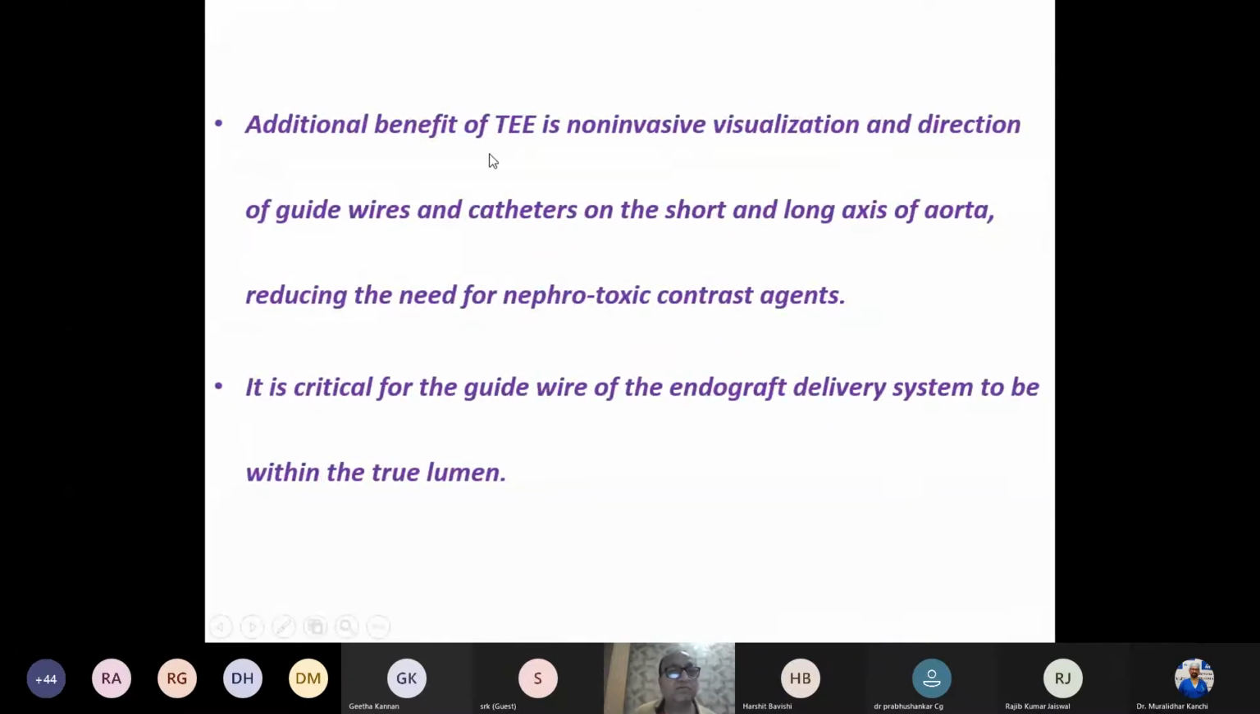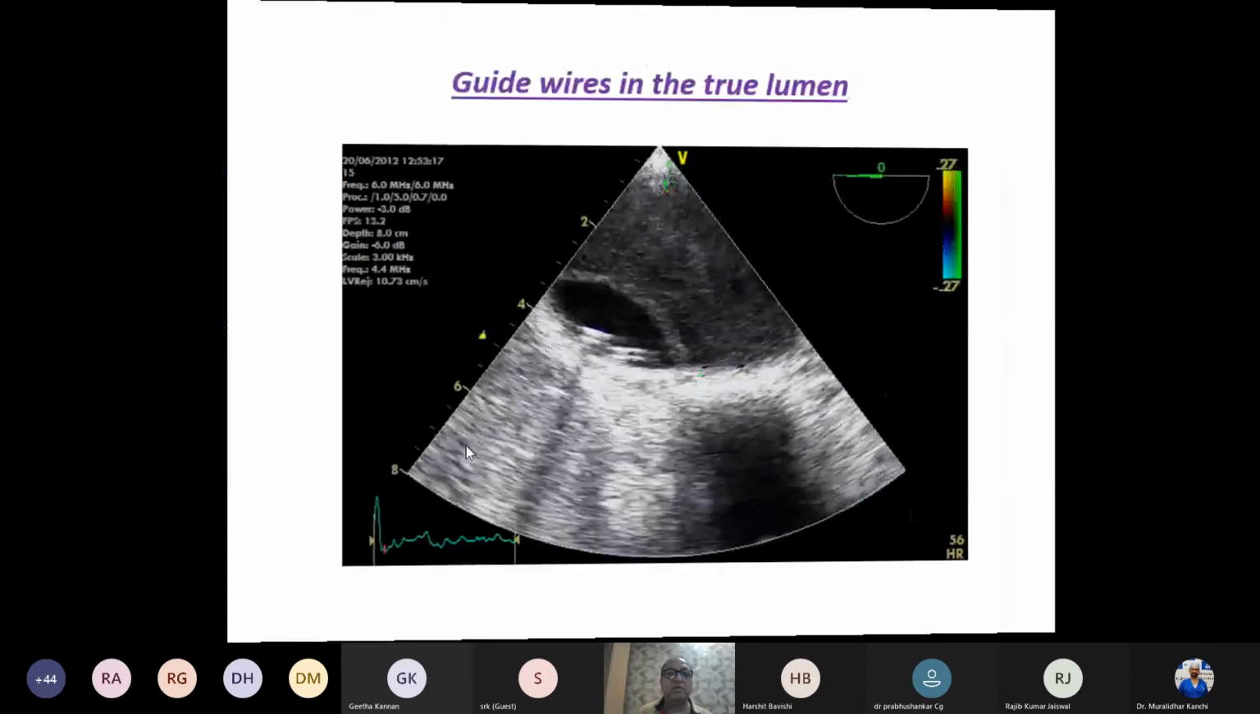Now, an important benefit of transesophageal echo, especially while doing endovascular stenting, is to visualize and direct the position of the guide wires. Because we have to see the guide wires when you pass them from below, from the lower limbs. We have to see the guide wires in the true lumen, not in the false lumen. Because if you see the guide wires in the false lumen and try to put in a stent, you're going to obstruct the true lumen. So we have to be very, very sure that the guide wires are seen in the true lumen only. So it is critical for the guide wire of the delivery system to be placed within the true lumen, like I said. Now I'll show you an image here.